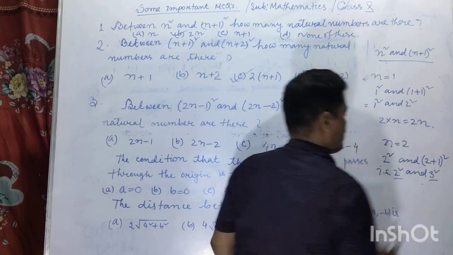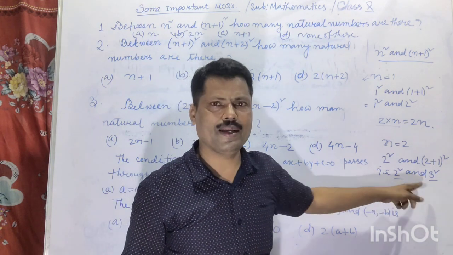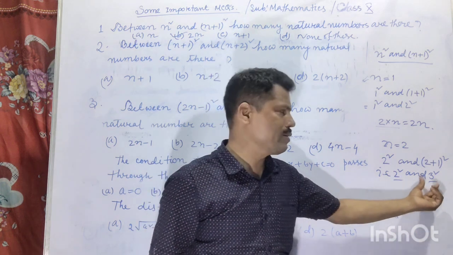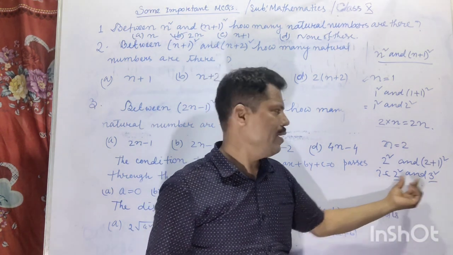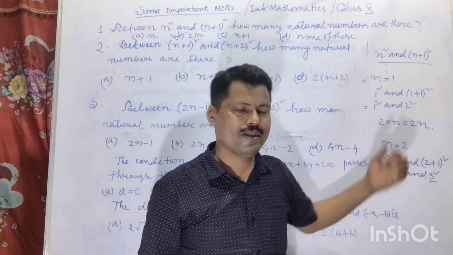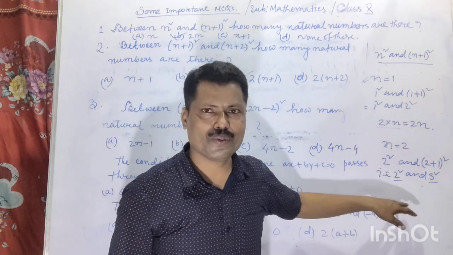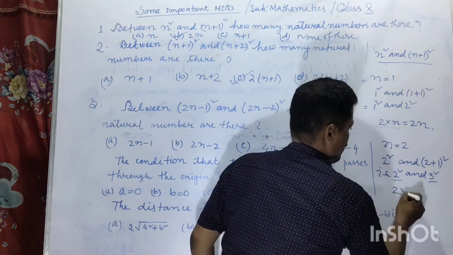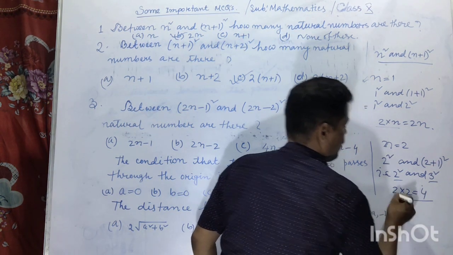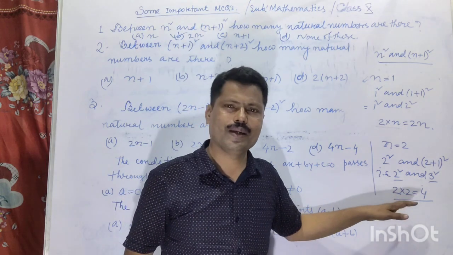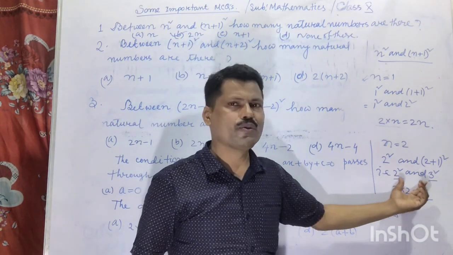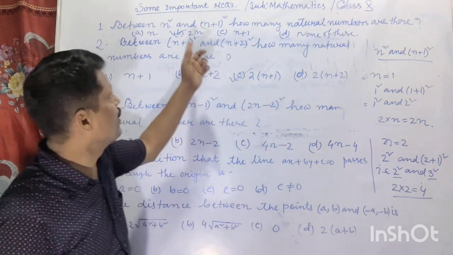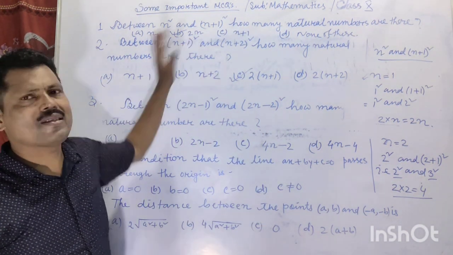At that time, how many natural numbers are there between 2 square and 3 square? We have to find out first which one is smaller and which one is greater. Here the smaller number is 2 and the greater number is 3, each squared. As per the formula, we just have to write 2 times the smaller number. So 2 into 2, we get 4. So the number of natural numbers between 2 square and 3 square is 4. Here option B is correct.